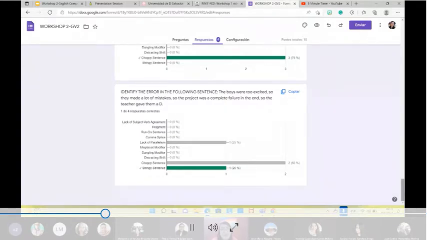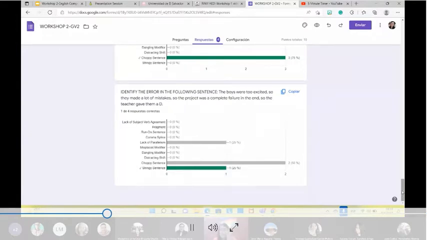Here we are. Identify the error in the following sentence. The boys were excited, so they made a lot of mistakes, so the project was a complete failure in the end, so the teacher gave them a D. The stringy sentence, that's right.